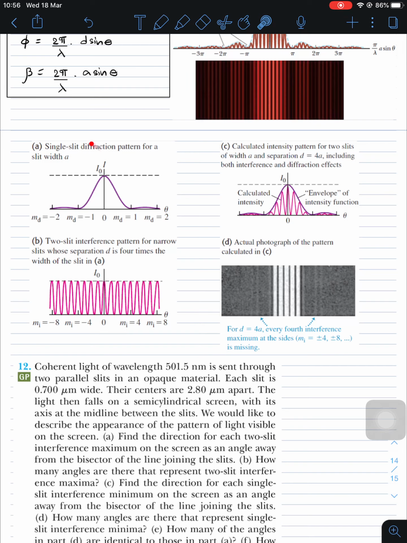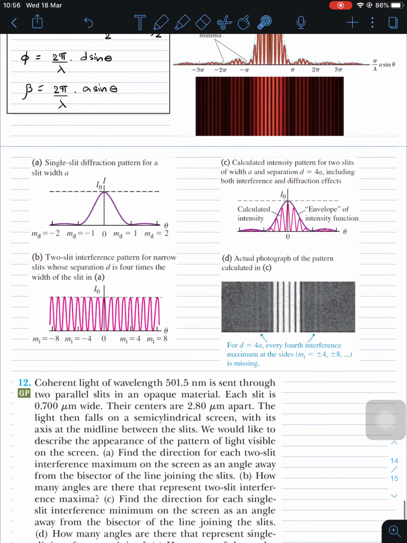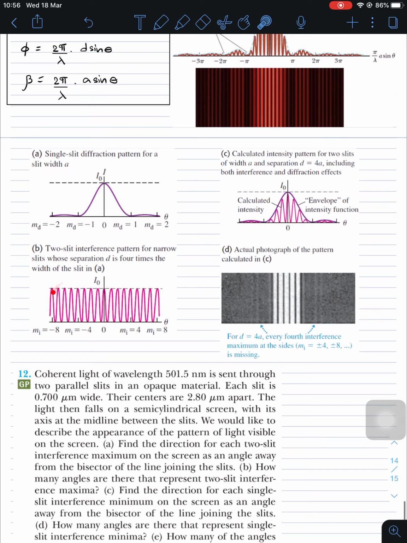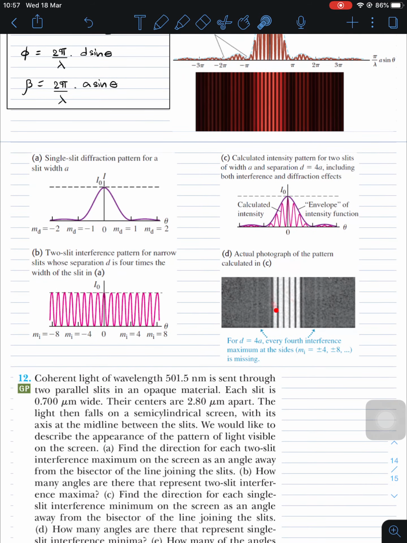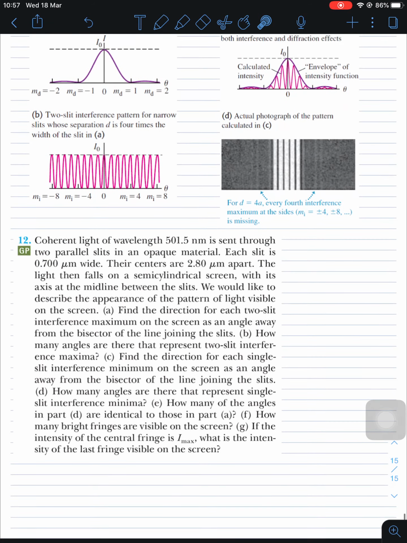If we combine these figures together, it will look like this. The intensity from diffraction behaves as an envelope, and the intensity from the interference is going to be shrunk to look like this. So it means that the real intensity is going to be this one. This is what we've seen on the screen. So let's look at this example.